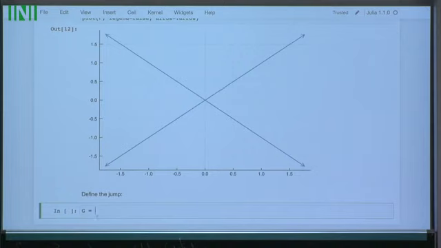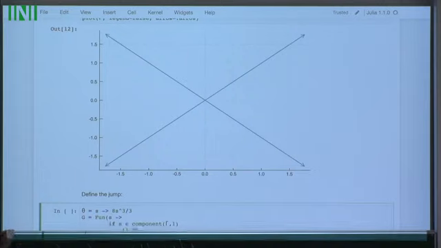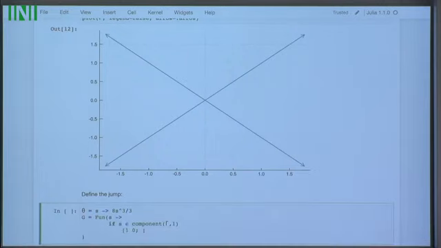Okay, so now we define the jump. I'm just going to take x to be equal to 0. Maybe I should call it s since I was calling it s before. And then I just define the jump like this. If s is in the first component of gamma, then the jump is 1, 0, i times x of theta of s.